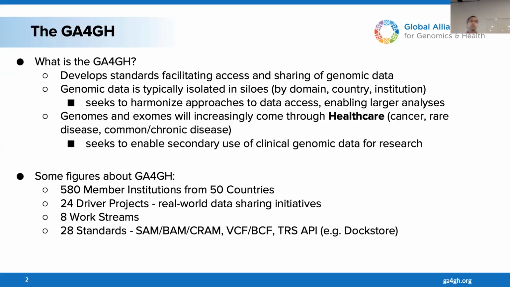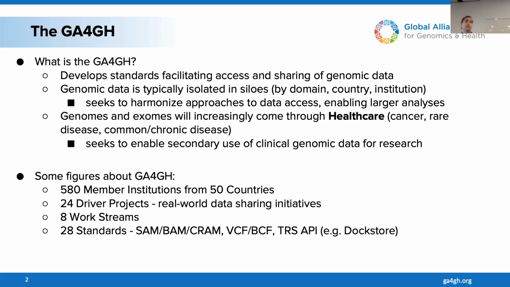So just some figures about the GA4GH. We currently have 580 member institutions across 50 different countries. We are comprised of 24 driver projects, and so these are large-scale worldwide projects that involve lots of sequencing of many genomes. And I think the projection for the next few years is for the 24 driver projects combined, there's a goal to sequence about 3 million genomes.